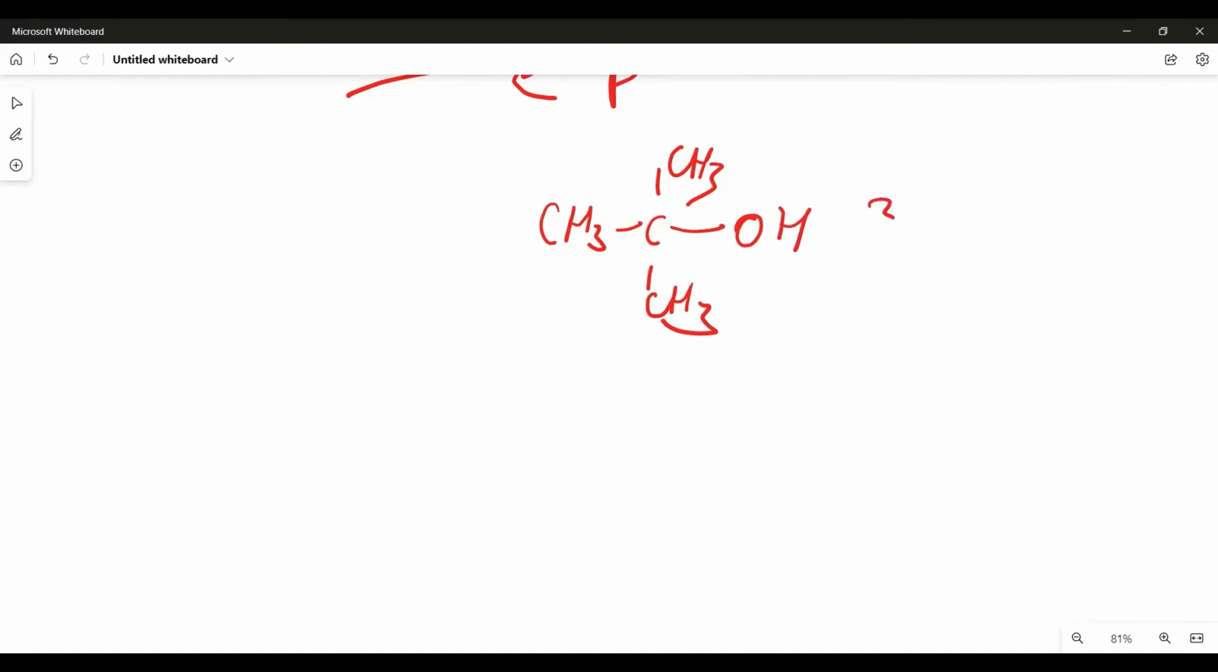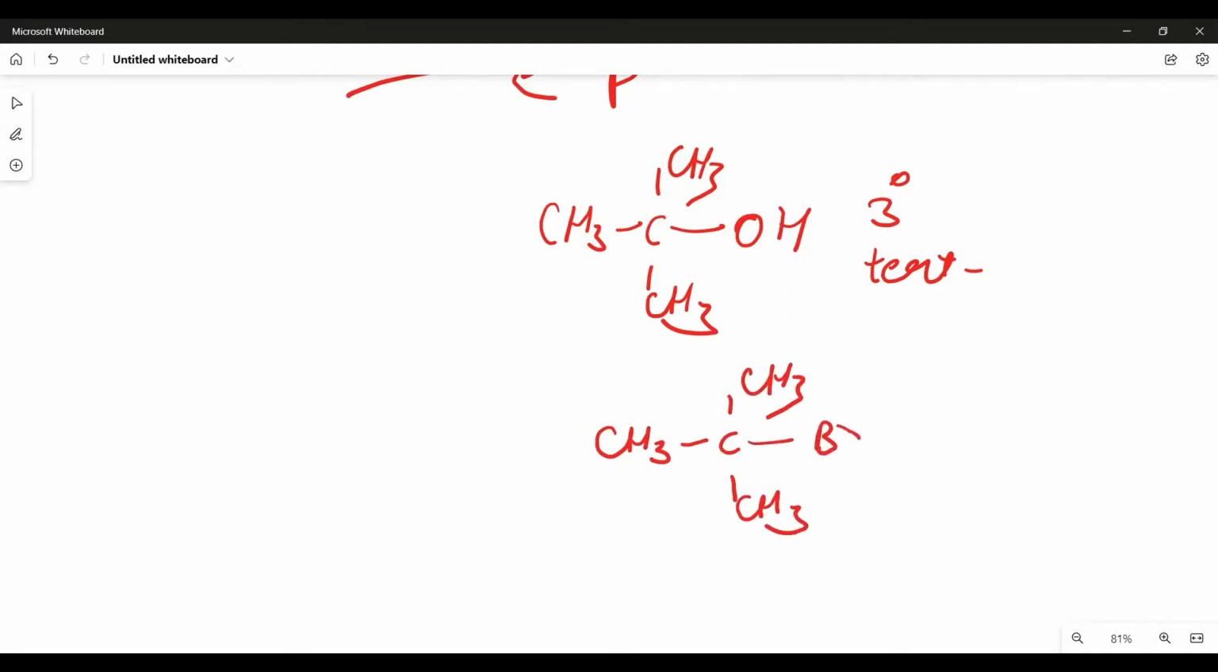This will become tertiary butyl alcohol. If you have to write tertiary butyl bromide, you may write Br here. That is tertiary; this group is the tertiary group. Whatever group is present further on, you keep attaching it.